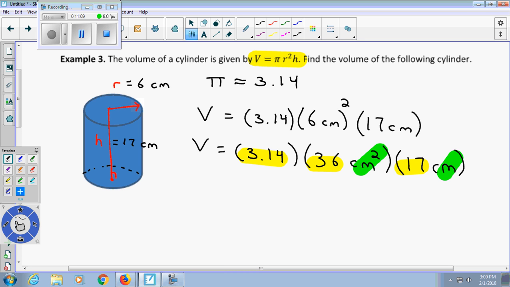We get that V is equal to 1,921.68. And since we have centimeters squared and centimeters to the first, that gives us centimeters cubed, or cubic centimeters. And this is the final answer.